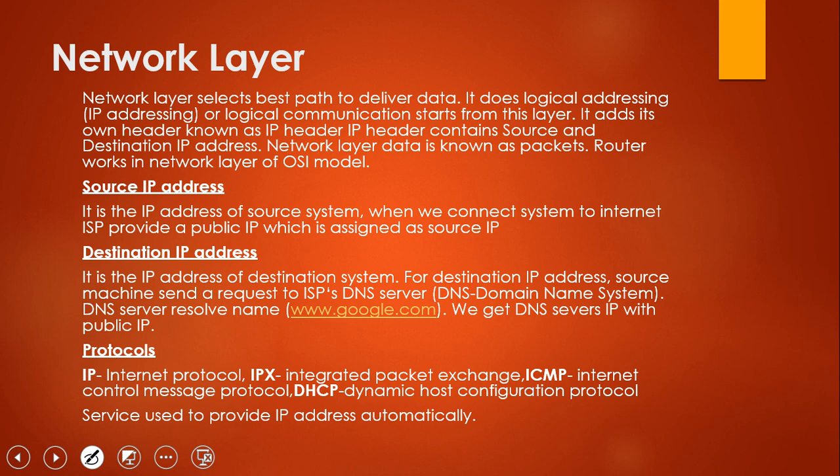The router works at the network layer of the OSI model. Source IP address is the IP address of the source system. When we connect a system to the internet, the ISP provides a public IP which is assigned as the source IP. Destination IP address is the IP address of the destination system. For the destination IP address, the source machine sends a request to the ISP DNS server.